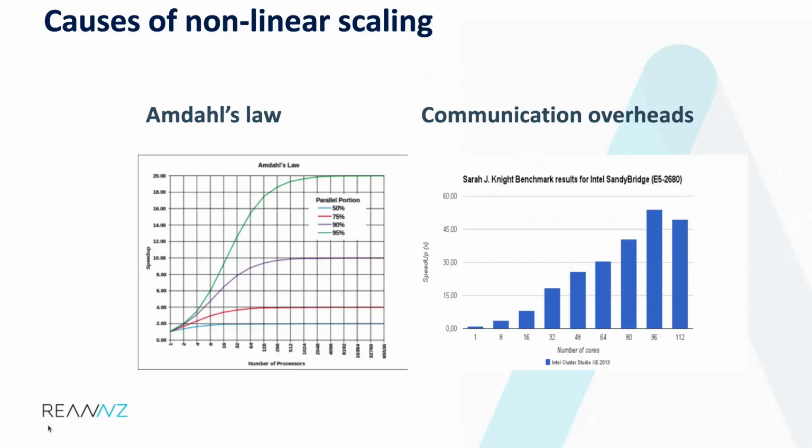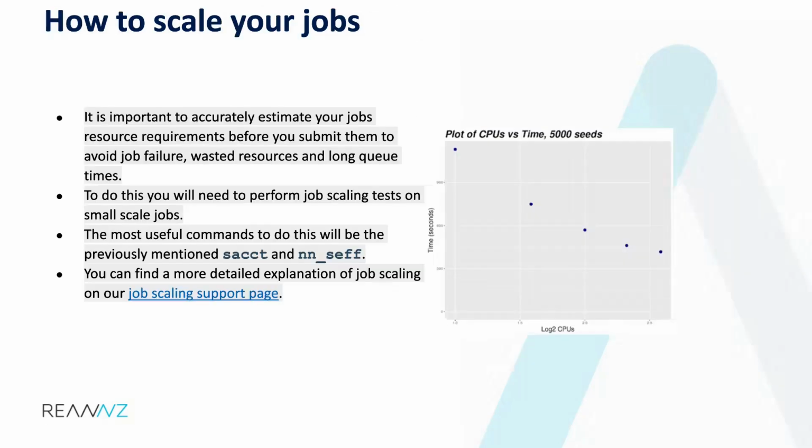But regardless of the reason for nonlinear scaling, it is necessary to perform scaling tests in order to better estimate the resource requirements of your jobs before you submit them, as guessing will often result in your jobs not receiving enough resources and failing, or receiving too many resources and queuing much longer and wasting those additional resources, or in the worst case, asking for additional resources and actually running slower than they would have if you asked for less. So how do you go about performing scaling tests?